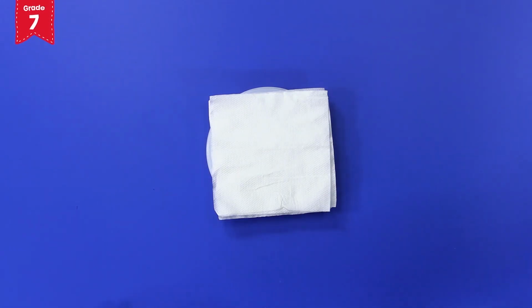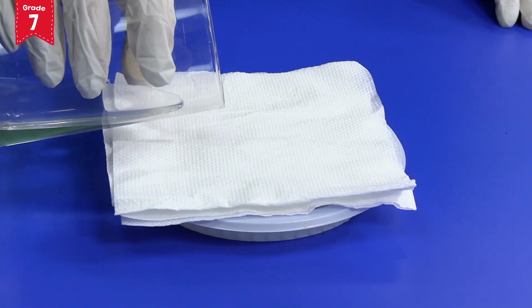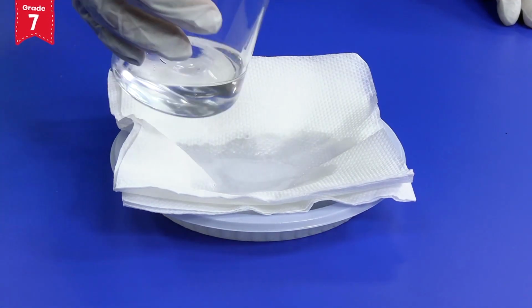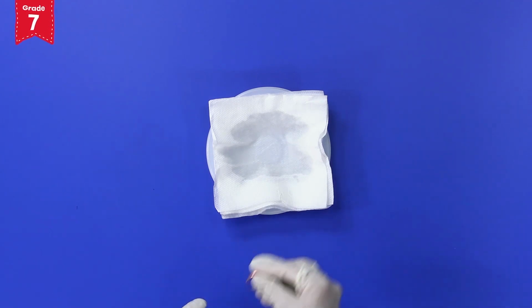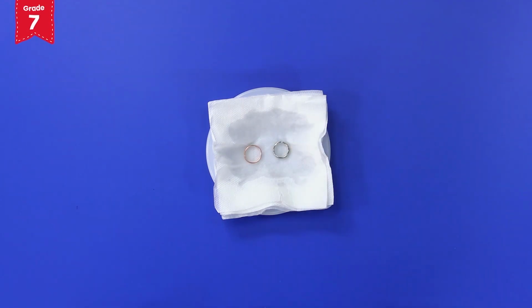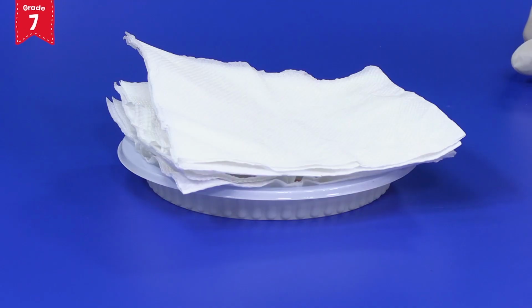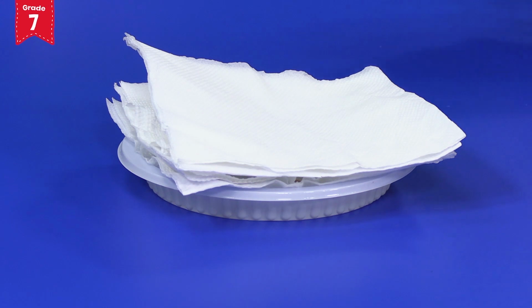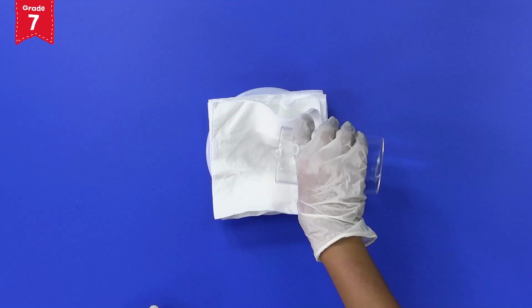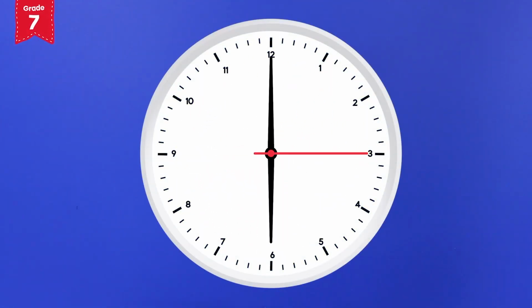Pour half of salt and vinegar solution onto it, like this. Place the copper and iron rings on the tissue paper. Cover the rings with 2 other tissue papers. And now pour the rest of salt and vinegar mixture onto it. Let it stay for a day.